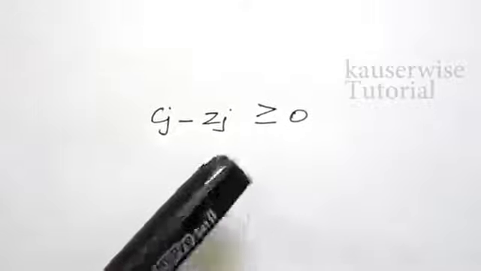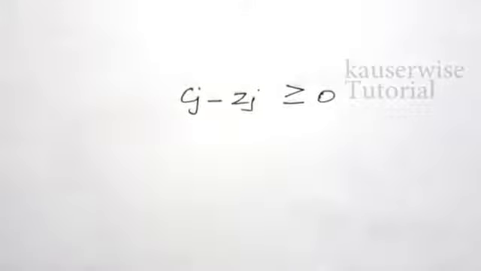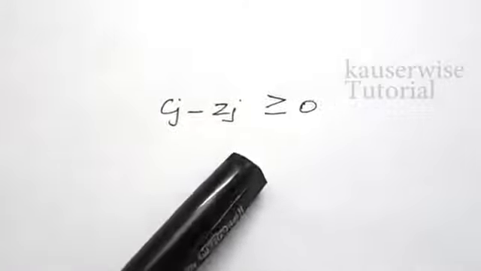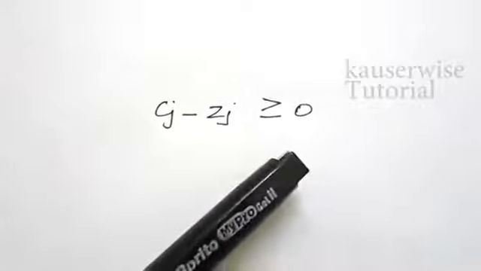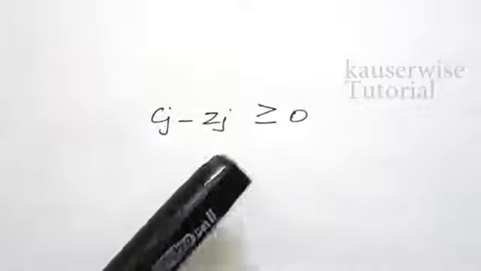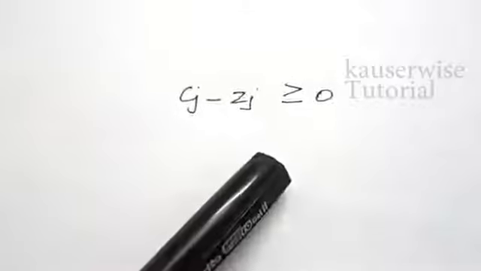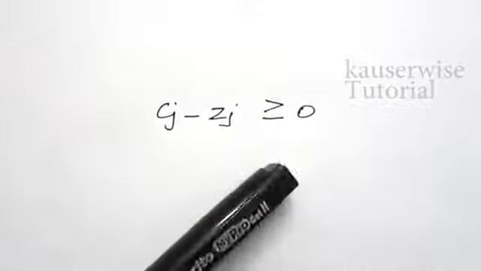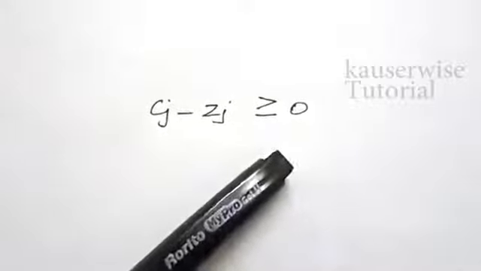If we get any negative value while we calculate Cj minus Zj, then the dual simplex method is not applicable. So in the dual simplex method, we'll be getting positive values only. So it is called optimal.